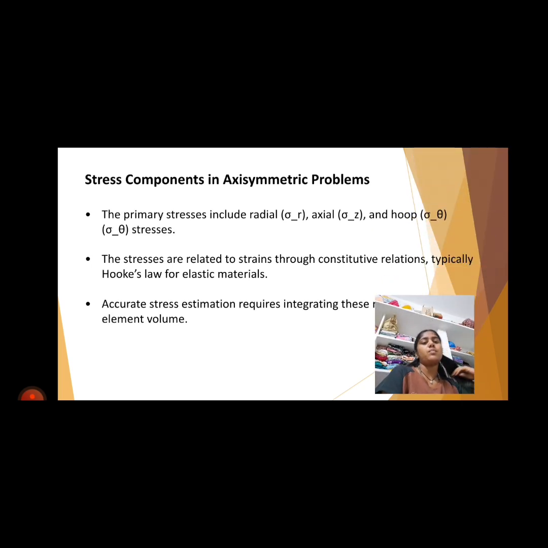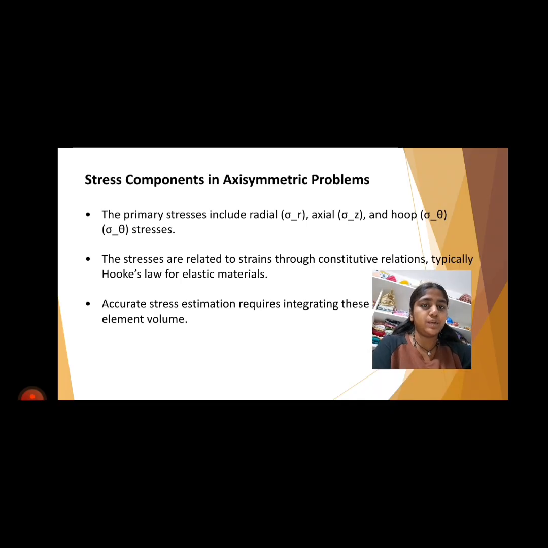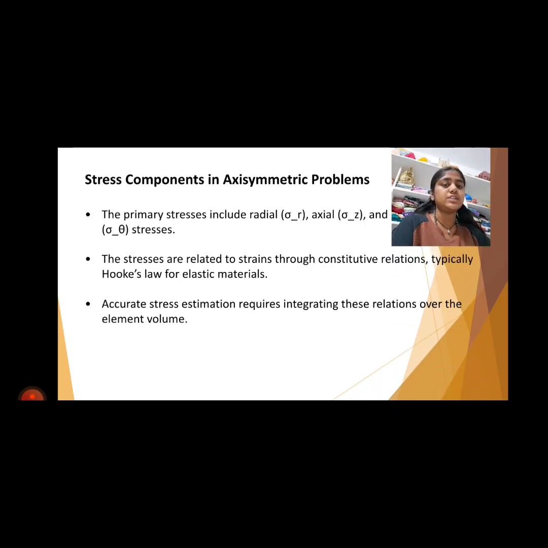The stress components in axisymmetry problems: the primary stresses include radial stress sigma r, axial stress sigma z, and hoop stress sigma theta. The stresses are related to strain through constitutive relations, typically Hooke's law for elastic materials. Accurate stress estimation requires integrating these relations over the element volumes.